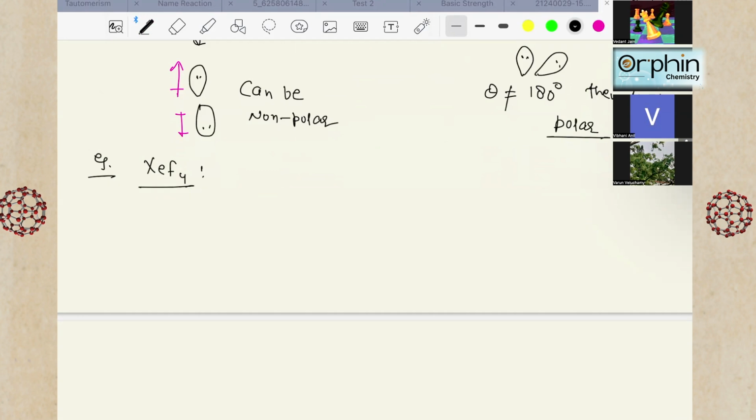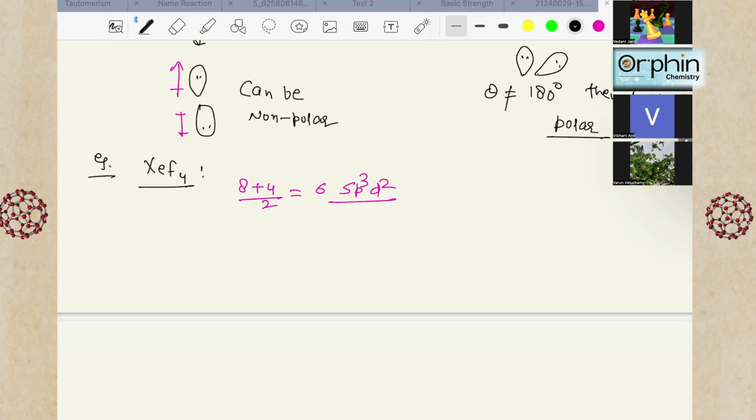XeF4. So what is the hybridization of xenon? Xenon has how many valence electrons here? 8, right? How many fluorine, hydrogen or halogen atoms do we have to count? So 4 divided by 2, which is 2, and 8 plus 2 gives 6... so 6 means sp3d2, right? sp3d2 it is coming.